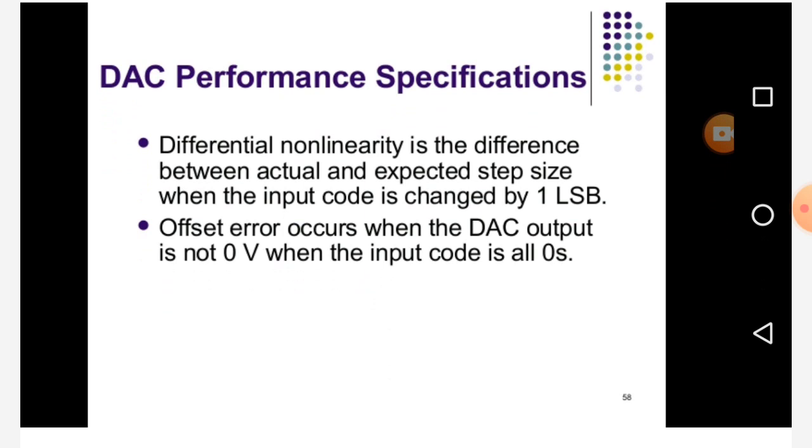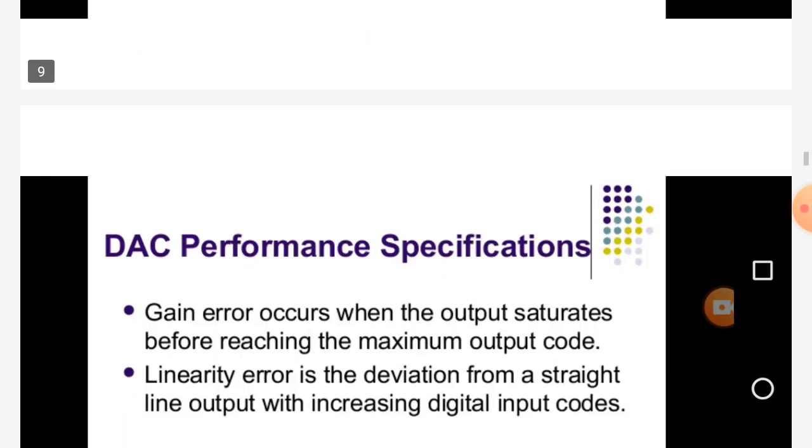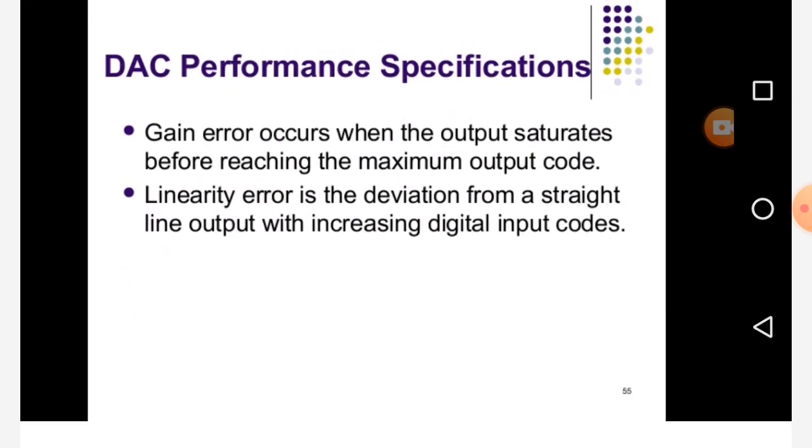Then offset error occurs when the DAC output is not 0 volt when the input code is all zeros. Next, gain error occurs when the output stabilizes before reaching the maximum output code. Linearity error is the deviation from a straight line output with increasing digital input codes.